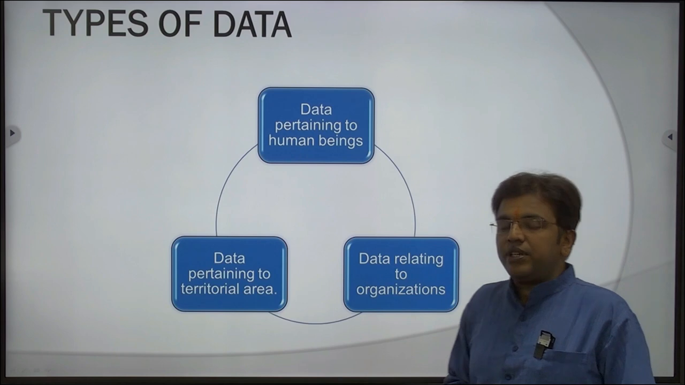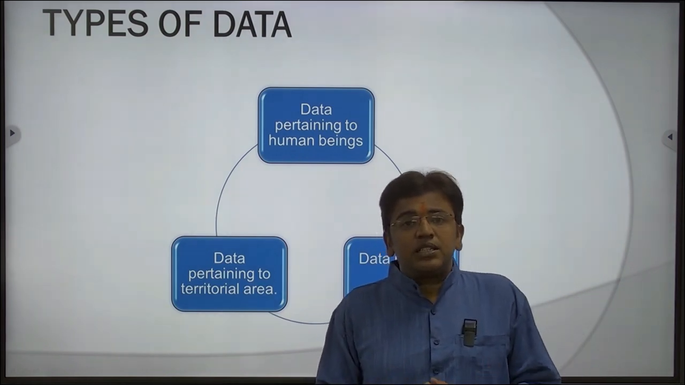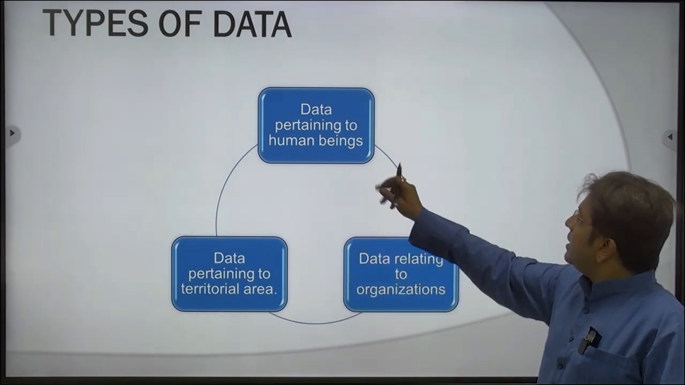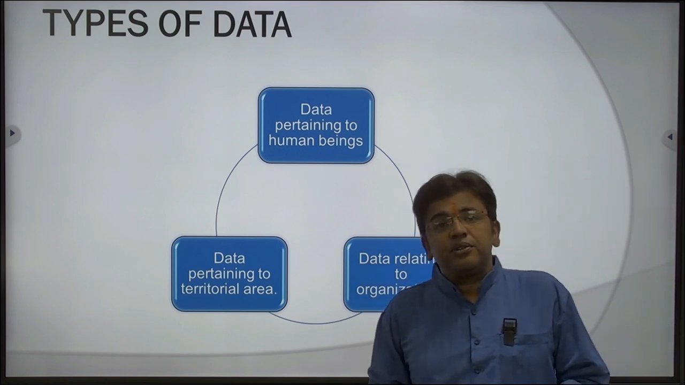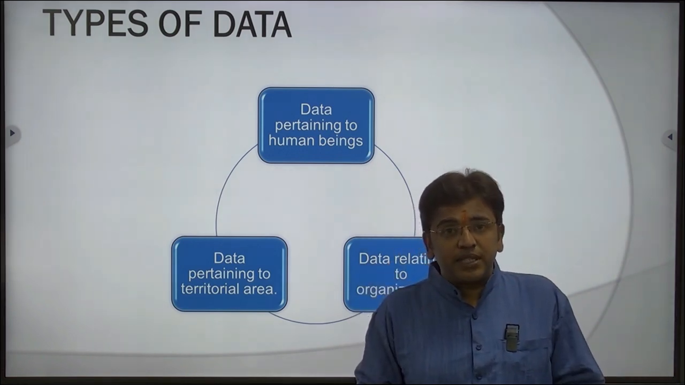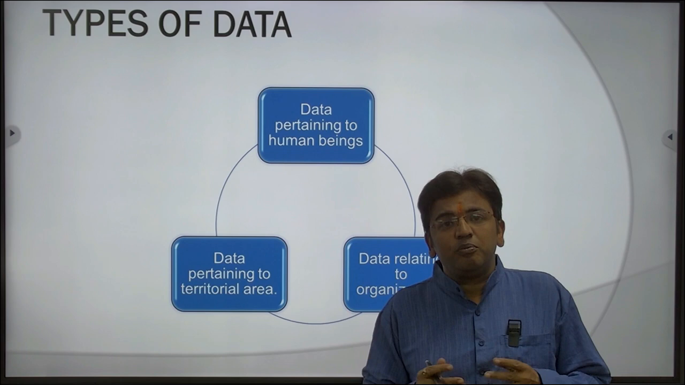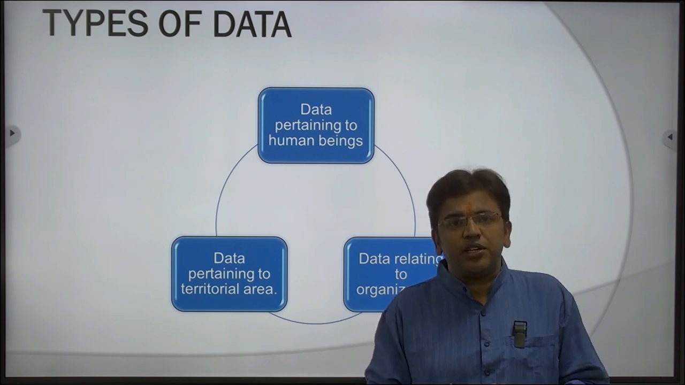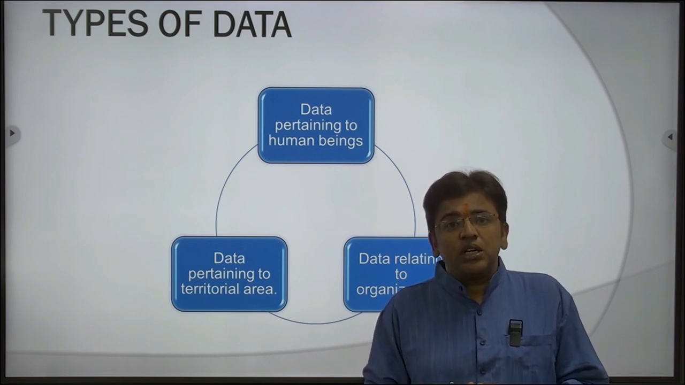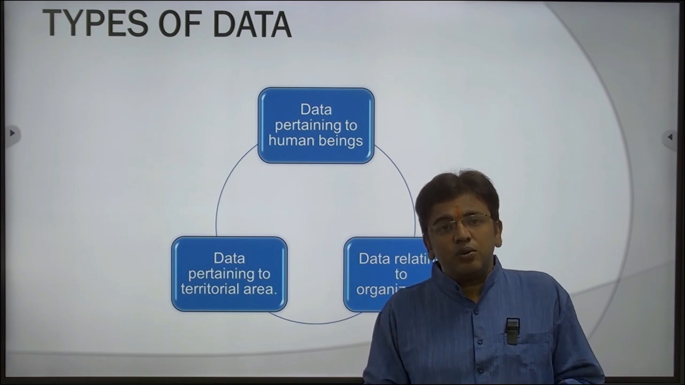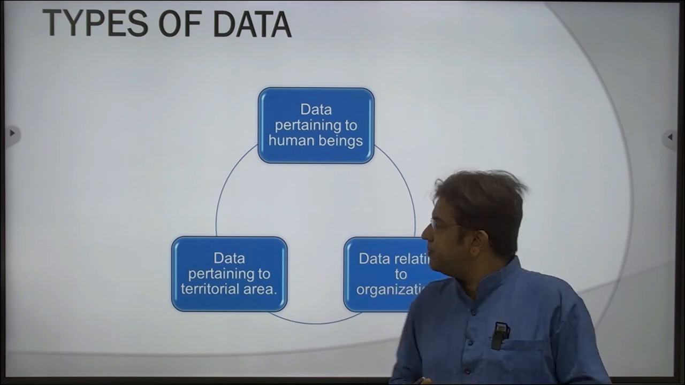Now, the types of data. Data are of many types. Data pertaining to human beings means all the data which we are going to collect for the welfare of human beings or related with human beings. Means individuals who are helpful for our study, individuals who are helpful for our research.